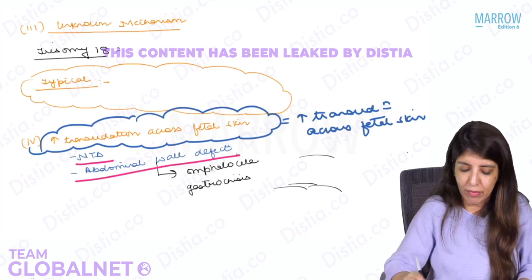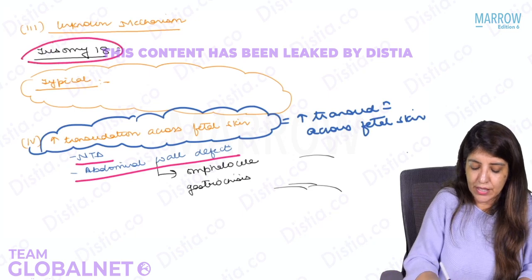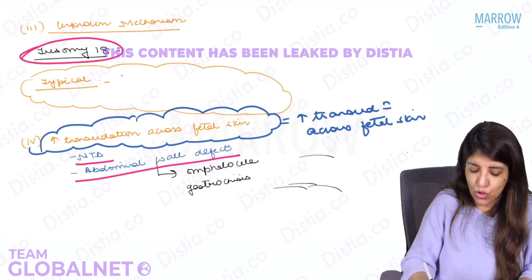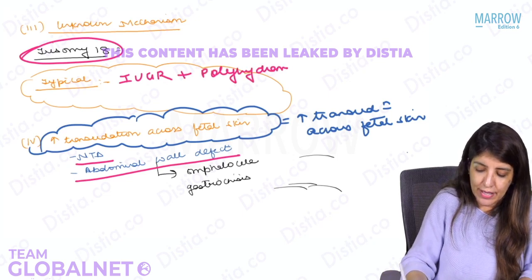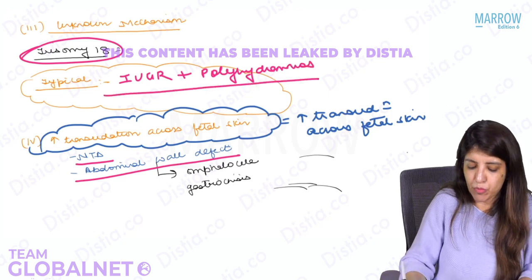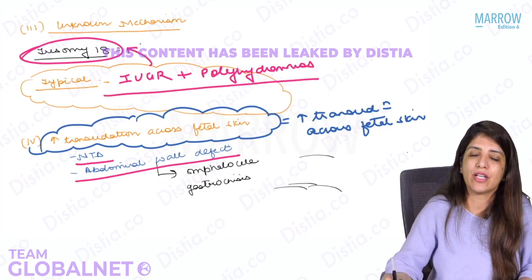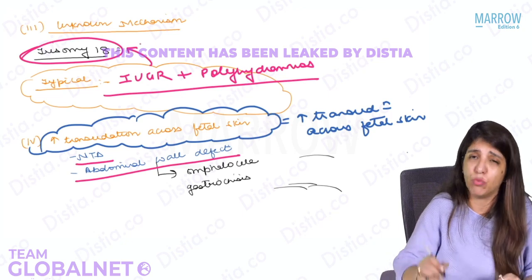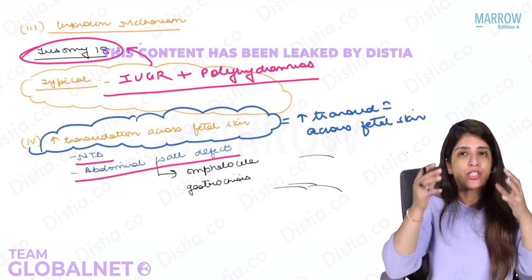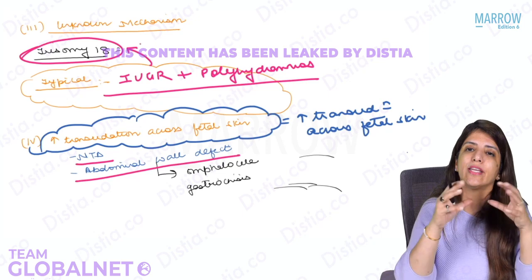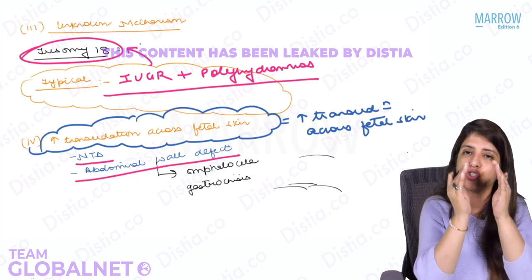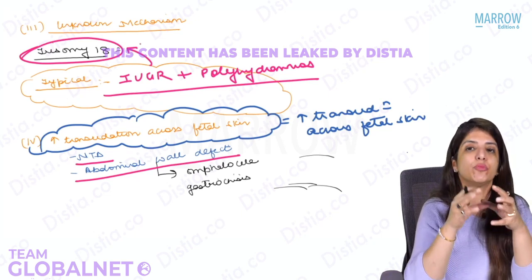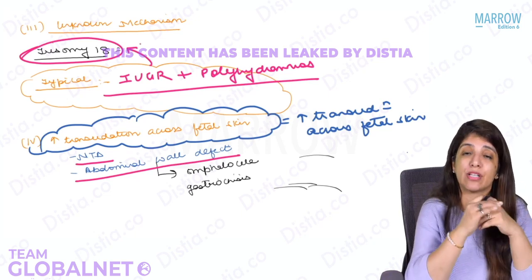Now, in unknown mechanism comes trisomy 18. In trisomy 18, you get IUGR plus polyhydramnios. So, if you are getting IUGR plus polyhydramnios, you should suspect trisomy 18. This is typical. Why have I written it as typical? See, just now I was telling you that IUGR leads to uteroplacental insufficiency. That leads to a small placenta, and small placenta leads to oligohydramnios.